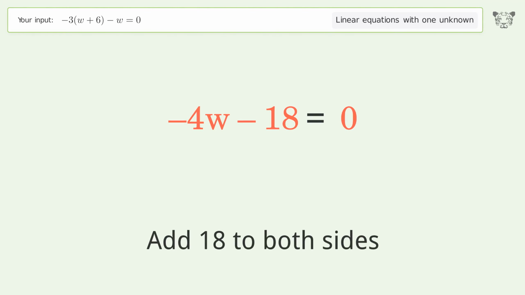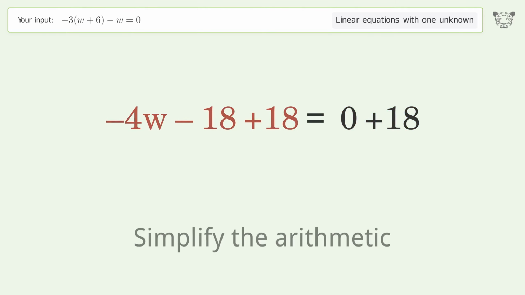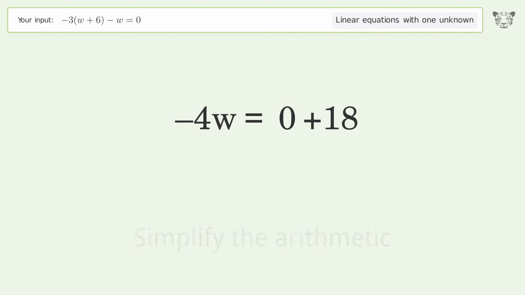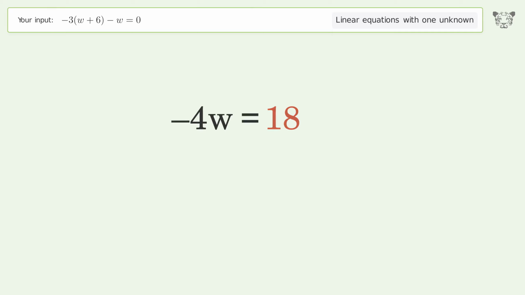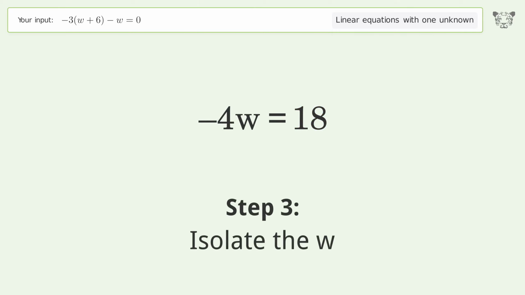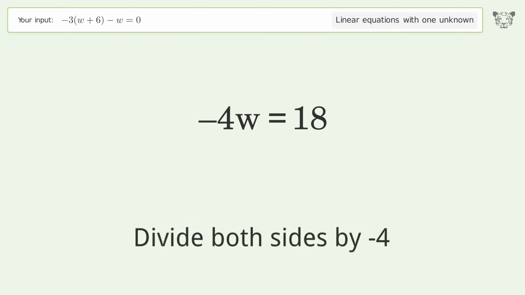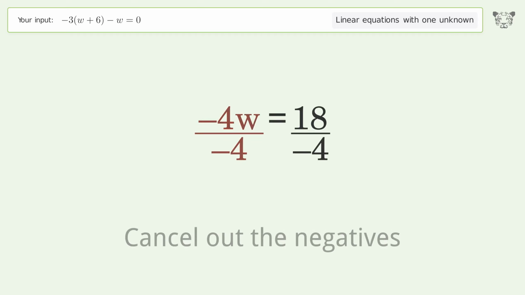Add 18 to both sides. Simplify the arithmetic. Isolate the w. Divide both sides by -4. Cancel out the negatives.